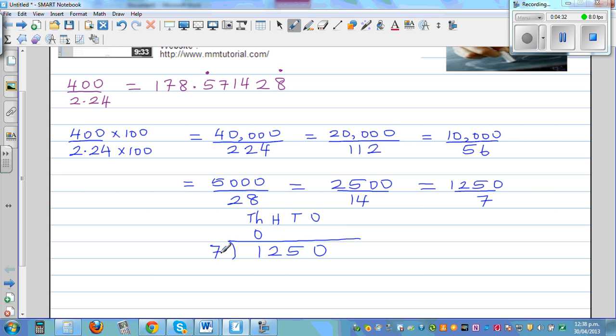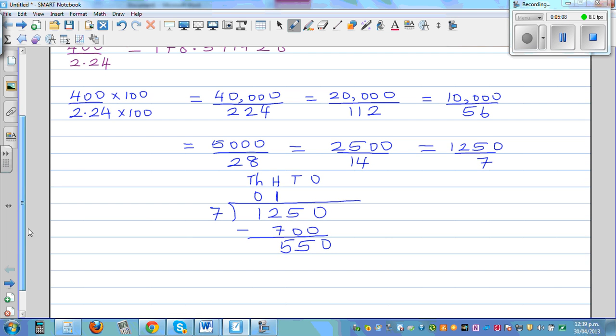Now 7 goes in 1,250. How many hundreds? Well, it goes in 100. So 7 times 100 is 700. This is very logical. 1 is in the hundreds place, and that's why I wrote 700. Then you have to take away. So you have 1,250 take away 700, which is 550.